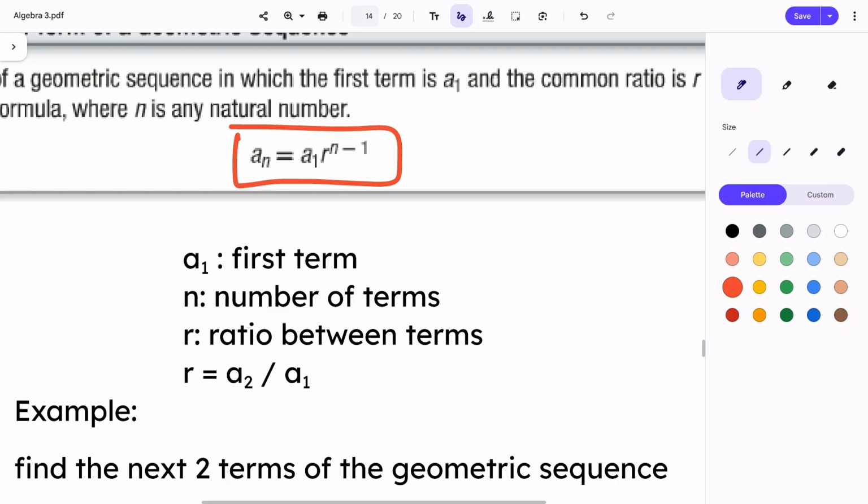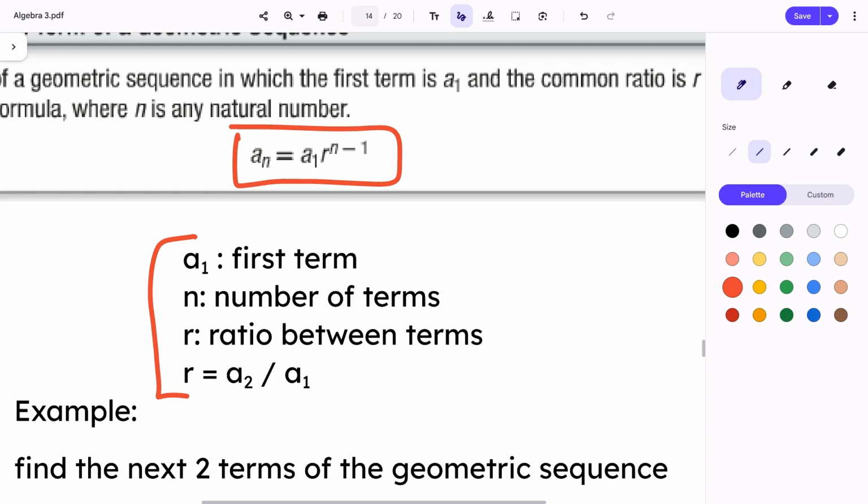It says an is equal to a1, so that is the same, your first term shows up. But then the r next to it is the ratio, so you're dividing by 2 or multiplying by 2, and then it's raised to n minus 1. All of these pieces tell you what the symbols in the formula stand for. a1 is your first term. n is the number of terms you're trying to find, or the number of terms in your sequence. r is the ratio between the terms.